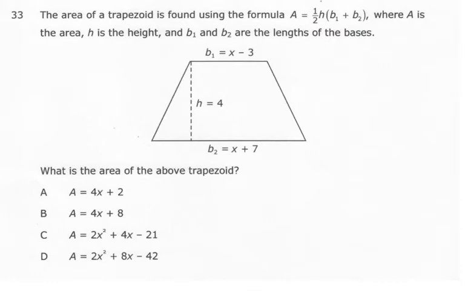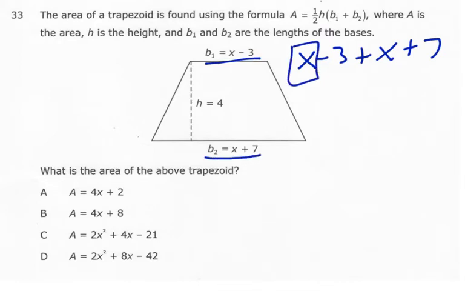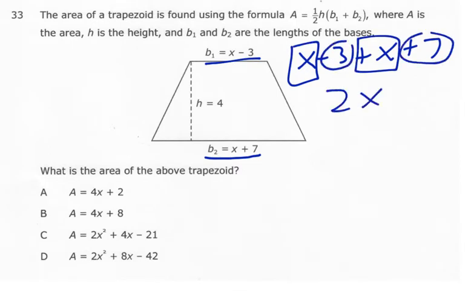And then we're multiplying it by the height. So I'm going to do base 1 plus base 2. That would be x minus 3 plus x plus 7. That's just adding up those two bases and combining our like terms, x plus x and minus 3 plus 7. That would give us 2 x's because there's really a 1 in front. And minus 3 plus 7 is a positive 4. So that section is going to be 2x plus 4.